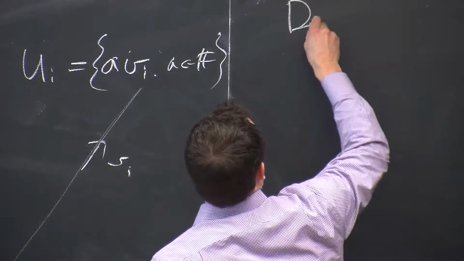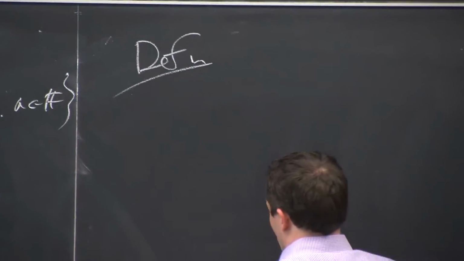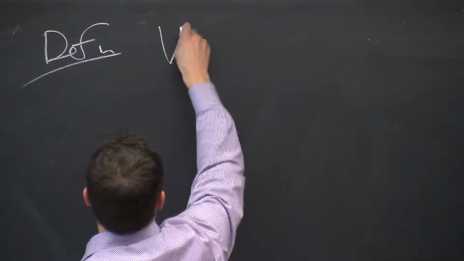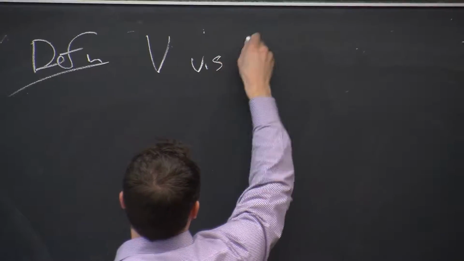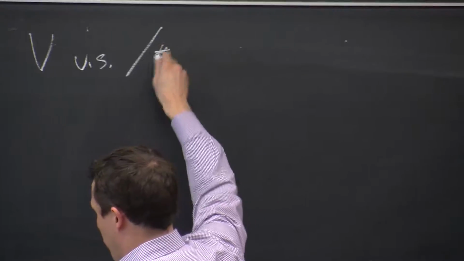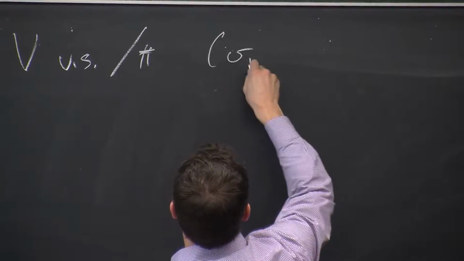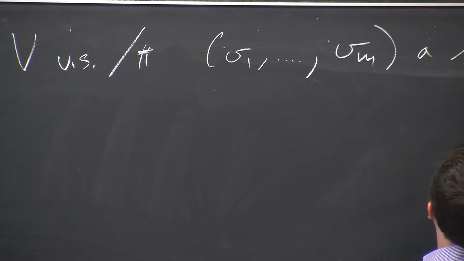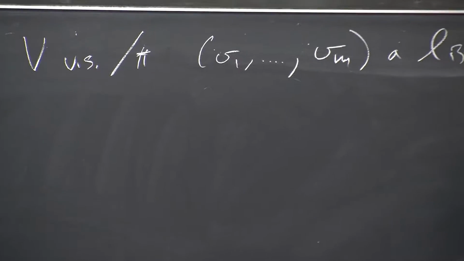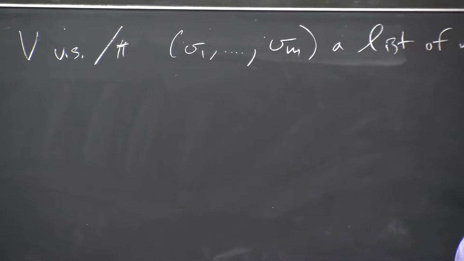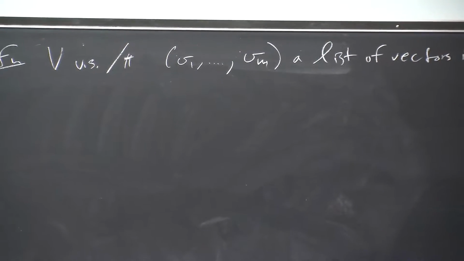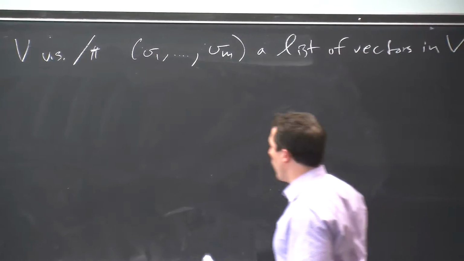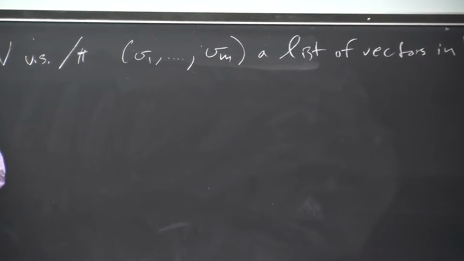So let's make the definitions. Let V be a vector space over a field F, and V1 up to Vm a list of vectors in V. We want a matching list of field elements.